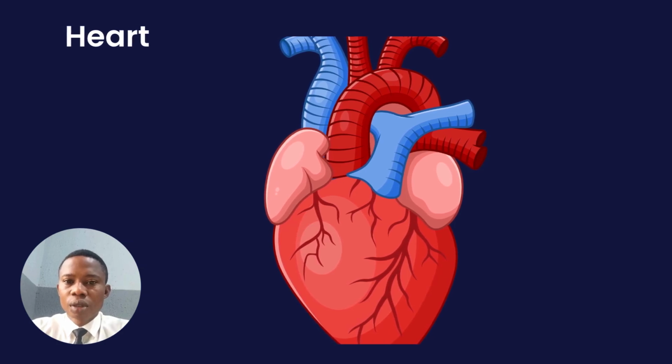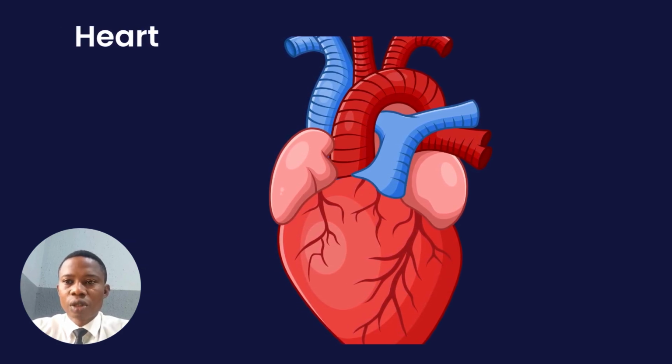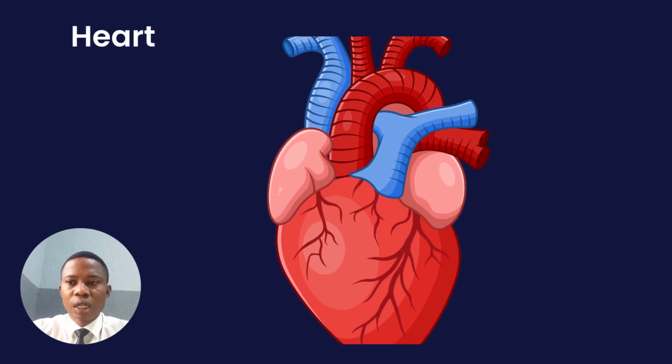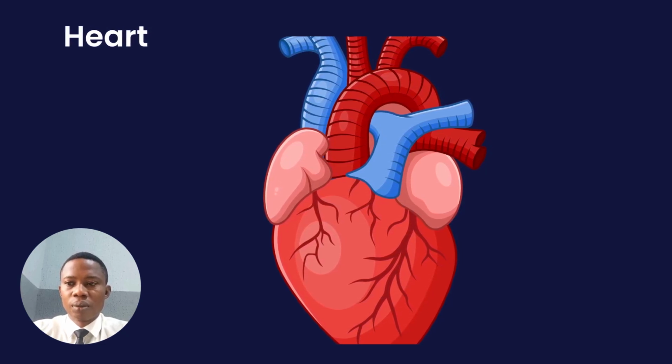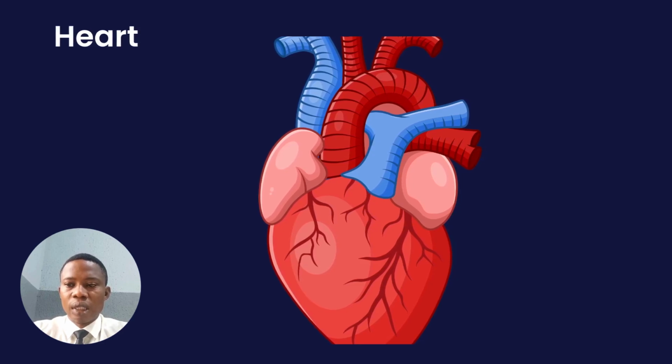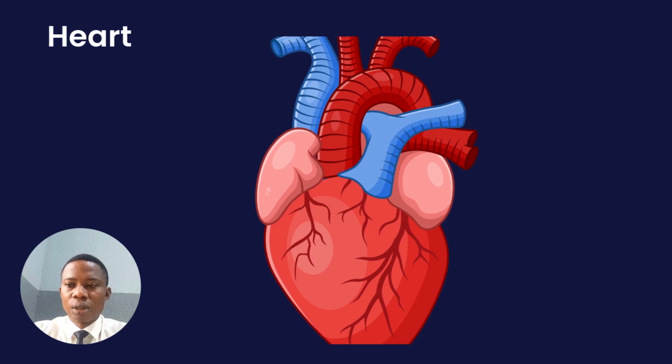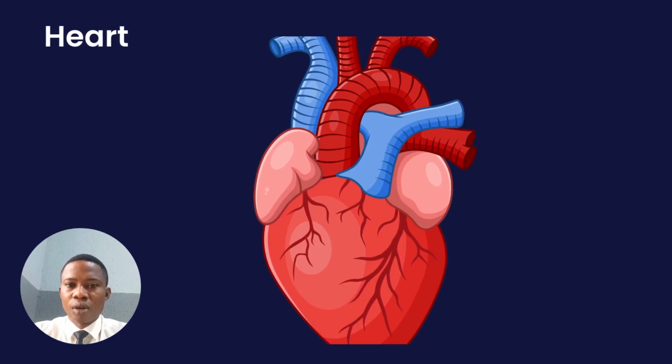The major function of the heart is to play a central role in the circulatory system. The primary function, which I've said, is the pumping of blood, helping also in supplying oxygen and nutrients, and also in the removal of waste.